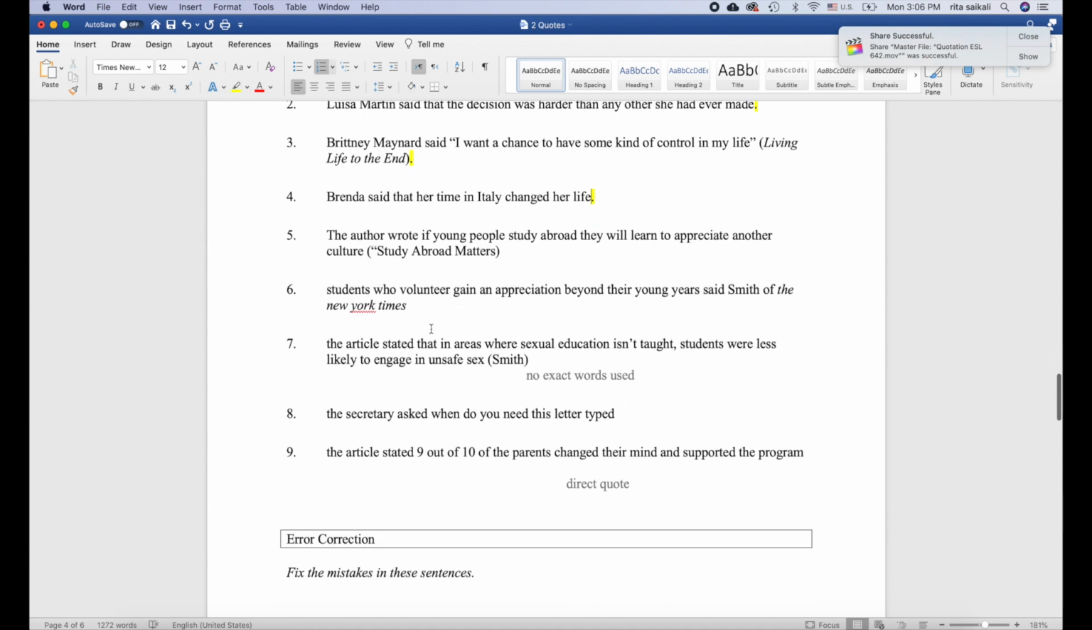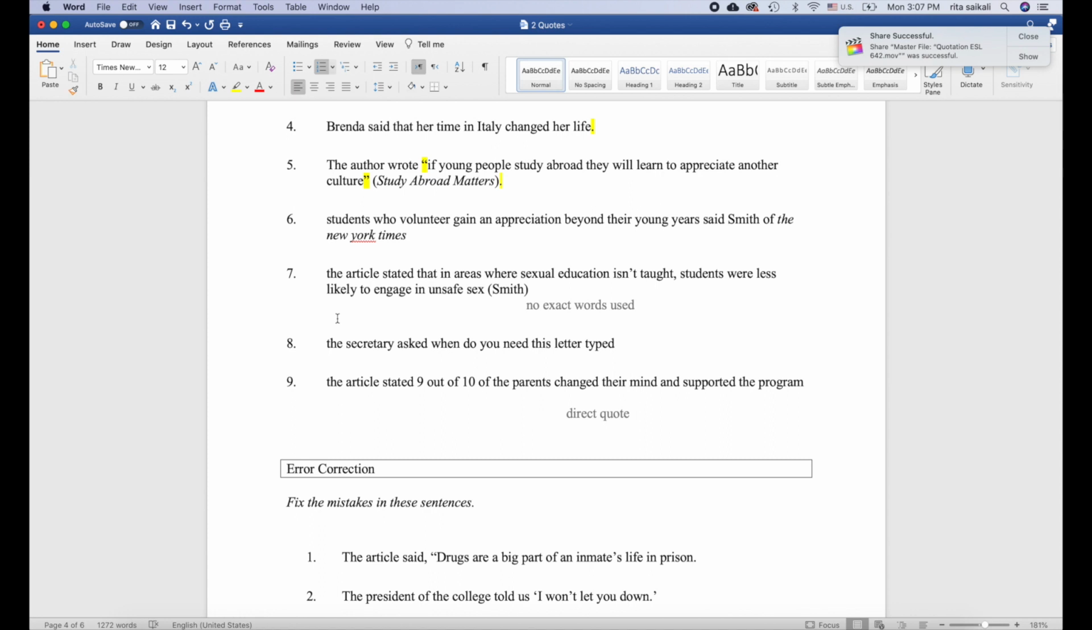Okay. The author wrote, "If young people studied abroad, they will learn to appreciate another culture." Now here we need quotation marks because we're saying exactly what he wrote. And again, we don't need to capitalize or use quotation marks here because this is the name of where we found it. It's not the actual quote, but we do need quotation marks where there's a quote, and here we can italicize and put a period at the end of that sentence.